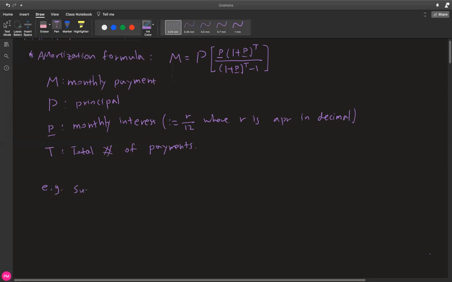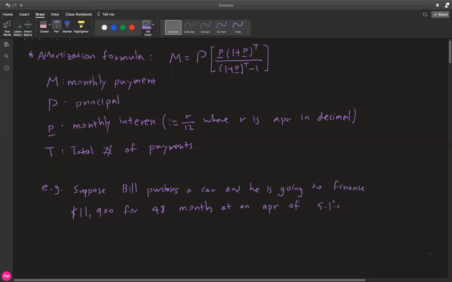So let's say, suppose Bill purchases a car and he is going to finance, let's say, $11,900 for 48 months, at an APR of 5.1%. So what's the monthly payment?